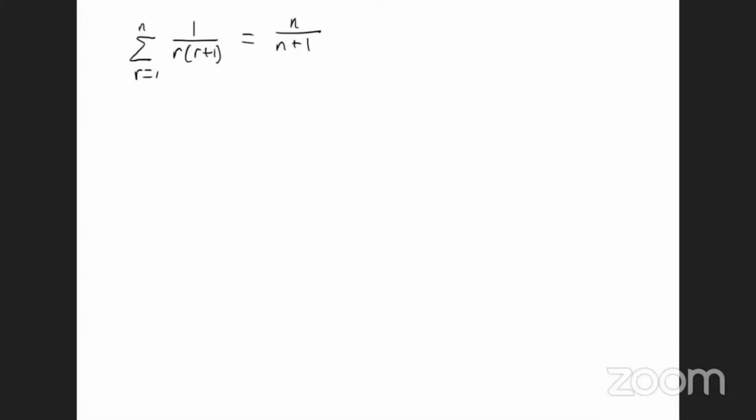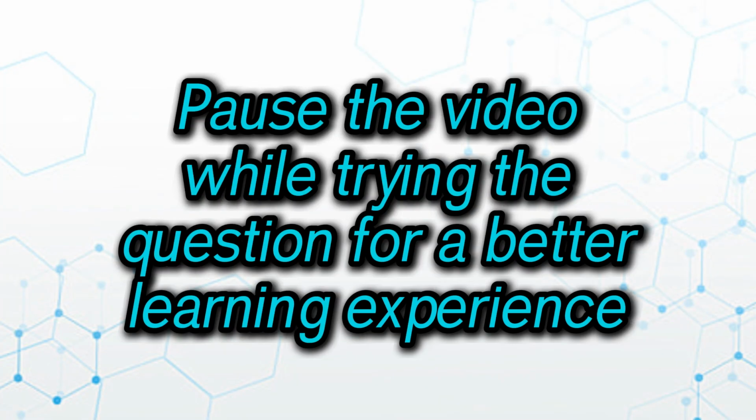All right, try this last one. The summation of 1 over r by r plus 1 is equal to n over n plus 1. For n is 1, left-hand side, 1 over 1 by 2 is equal to 1 over 2. Right-hand side, it'll be 1 over 2. So they're equal. Therefore, it holds.